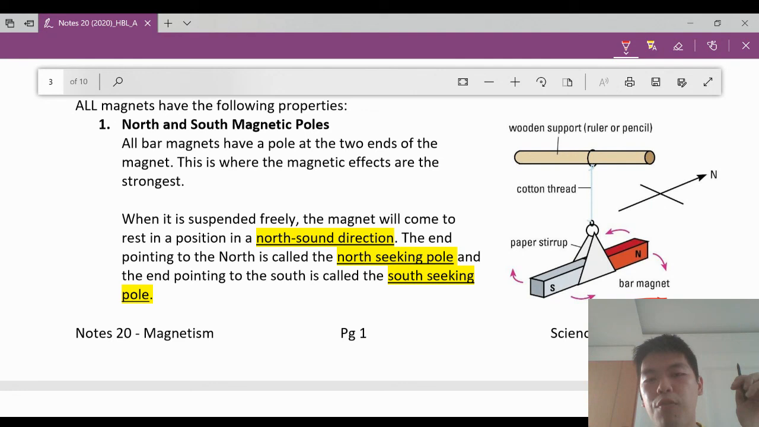When it's suspended freely, the magnet will come to rest in a north-south direction. That means if you hang a magnet and place it anywhere in your house or wherever, it will face and move towards a north-south direction. The end pointing to the north is called the north-seeking pole. When your needle points towards the north, this is called the north-seeking pole, and the other end that is pointing to the south is called the south-seeking pole.